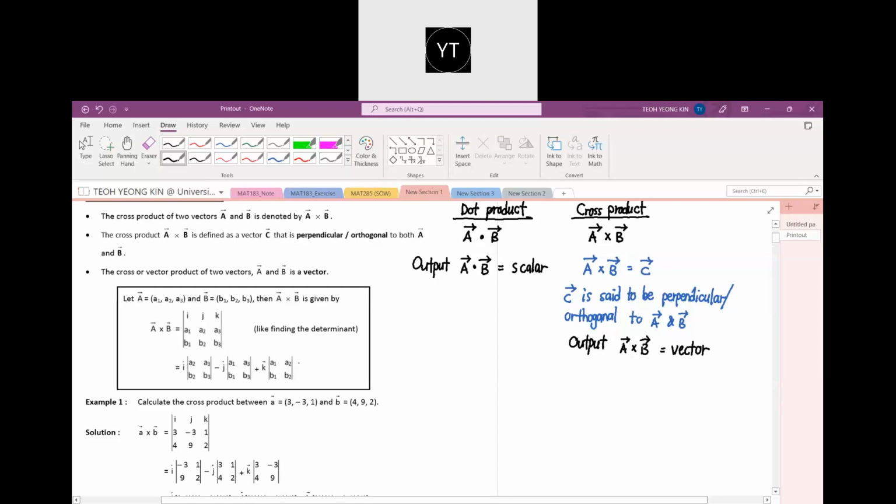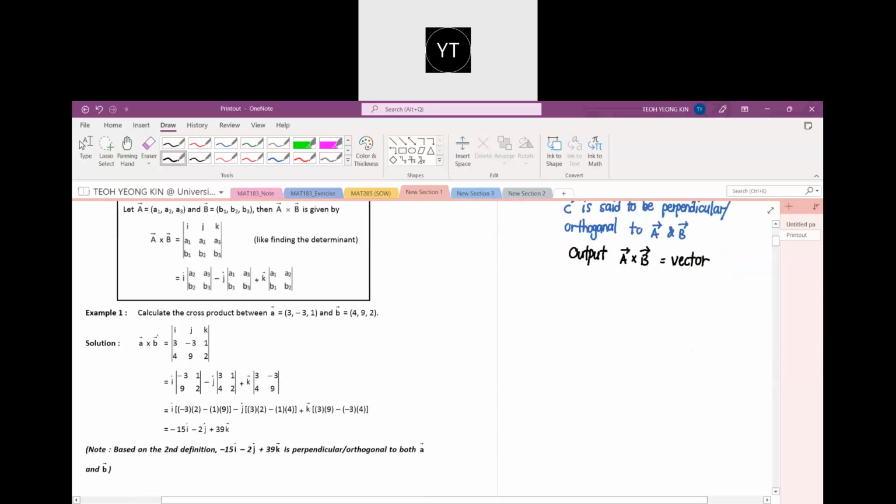So then we try to find the determinants. Cuma beza dia sekarang kita ada i, j and k. It is the same thing, positive, negative and positive. So for example, calculate the cross product between vector A and vector B. The cross product of vector A and vector B is equal to, in the first row we put i, j and k. The second row, kita tengok A. A is 3, negative 3 and 1. Vector B pula 4, 9 and 2. So we put 4, 9 and 2.